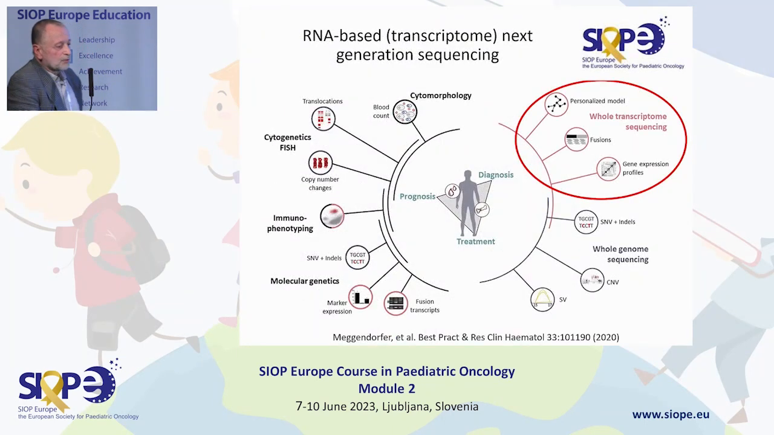So we come now to the RNA, whole transcriptome sequencing, which is basically gene expression profiles. The 2 most important things are looking for fusion genes, and also looking at the gene expression profile for signal transduction pathways.